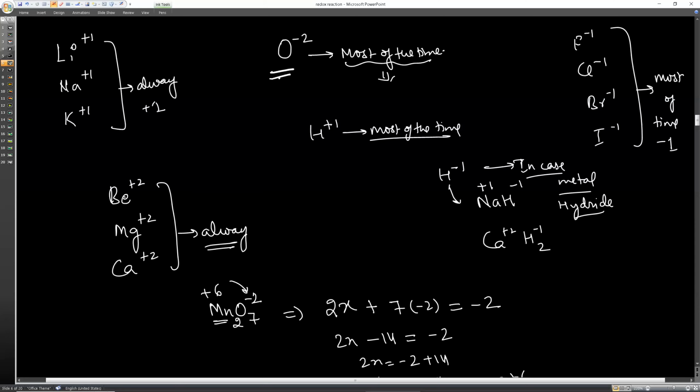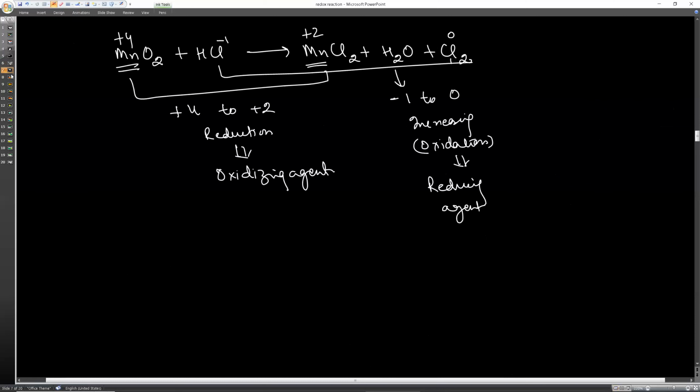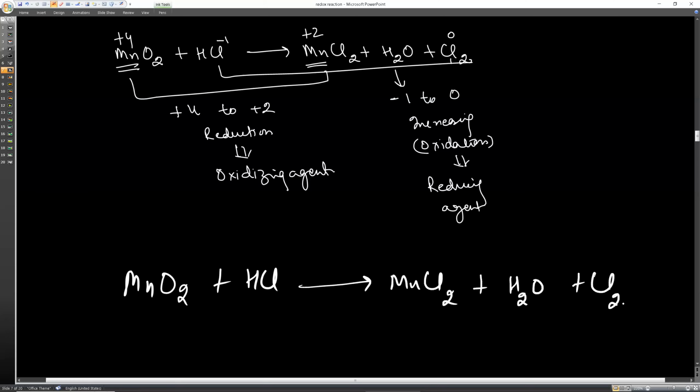So let's move further. For example, write down this equation. This is the most important reaction that is going to come in your examination. Note it down. Then I'm going to explain which substance is oxidized and which is reduced. So you will check MnO2 plus HCl will give you MnCl2 plus H2O plus chlorine gas. Got it?